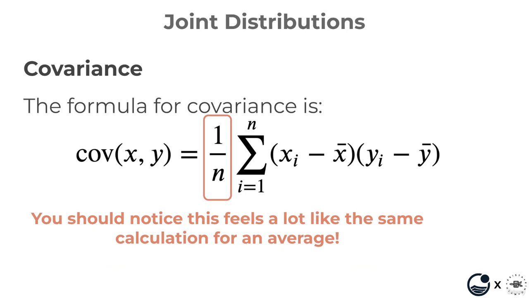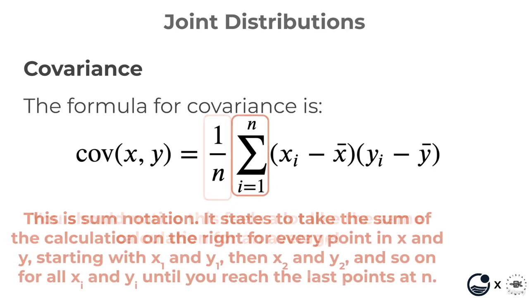And you should also notice that this feels a lot like the same calculation for an average. So I want you to keep in mind that you're calculating some sort of average value because you're taking a sum and then dividing it by the number of points. And remember, this is the sum notation.